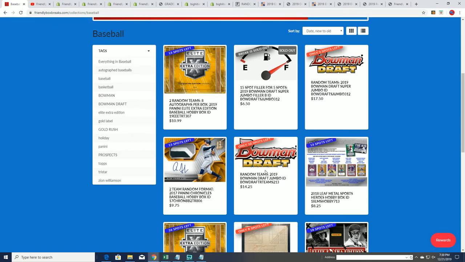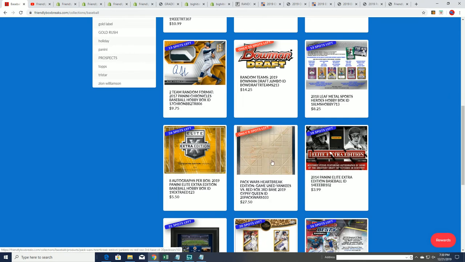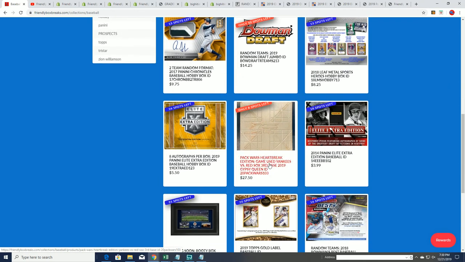So that's what's going on. We got some Bowman draft action going on here tonight. Can't wait for these breaks. And we've got a number of other things, too. They're coming up and going to be ripping here any minute.